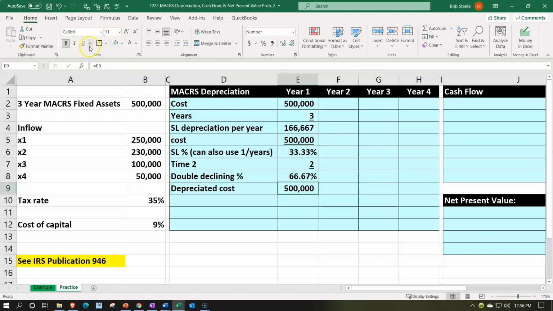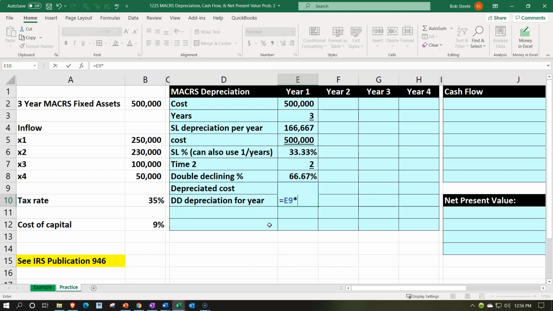Font group and then underline. And then if we multiply that out, that's going to give us our double declining rate for the year, for an entire year. Multiplying this out, 500,000 times this 66.67%. And then we have a half-year convention.